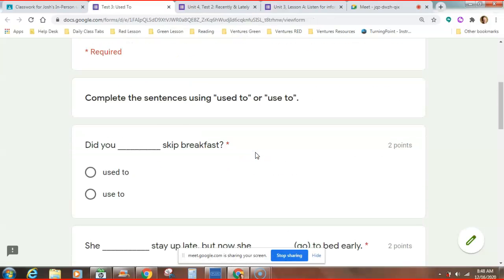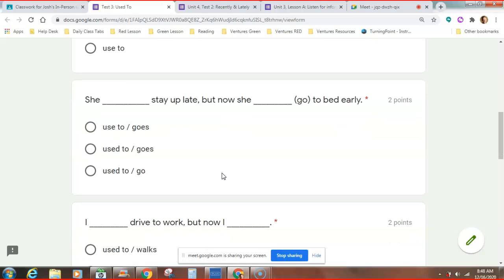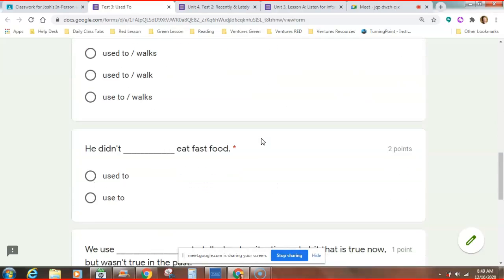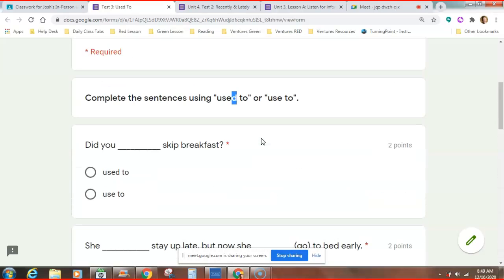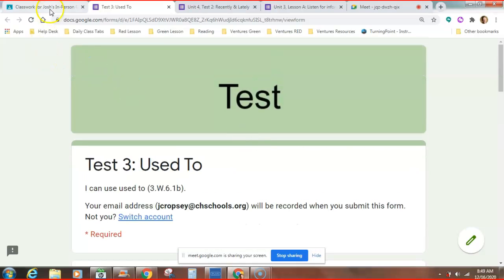And again, it says complete the sentences using use to or used to. And you have to decide if you need a D or don't need a D. So just come in here and pick the correct one. There's only one correct choice on those, so that's going to make life a little easier on you. Same thing on this. One choice. Just decide which combination is correct for both parts of the sentence. And then just submit it, and that'll be your test for Unit 4.